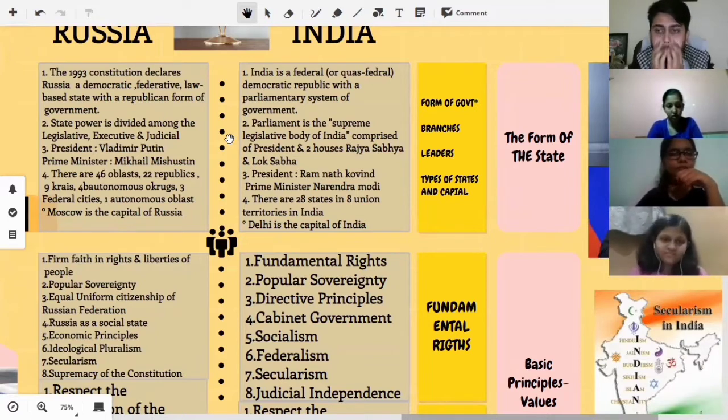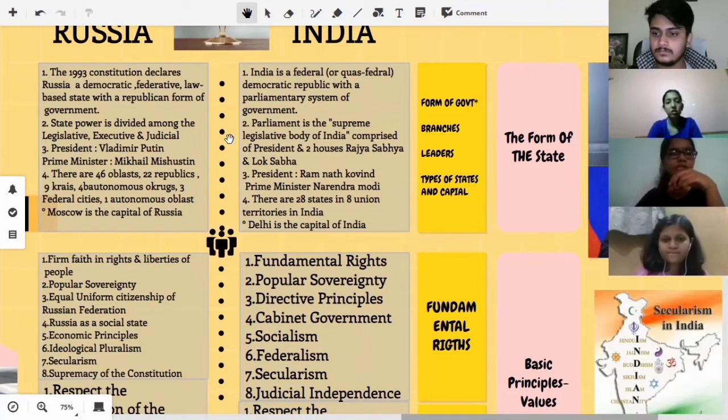Branches of Russia. State power is divided among the legislative, executive, and judiciary. In India, Parliament is the supreme legislative body of India, comprised of President and two houses, Rajya Sabha and Lok Sabha. Leaders of Russia: President Vladimir Putin, Prime Minister Mikhail Mishustin. President of India is Ramnath Kovind and Prime Minister is Narendra Modi.